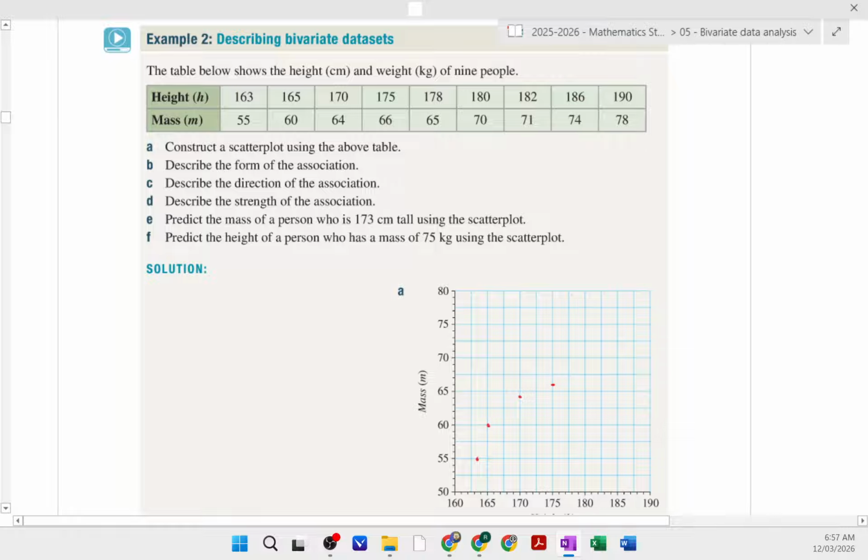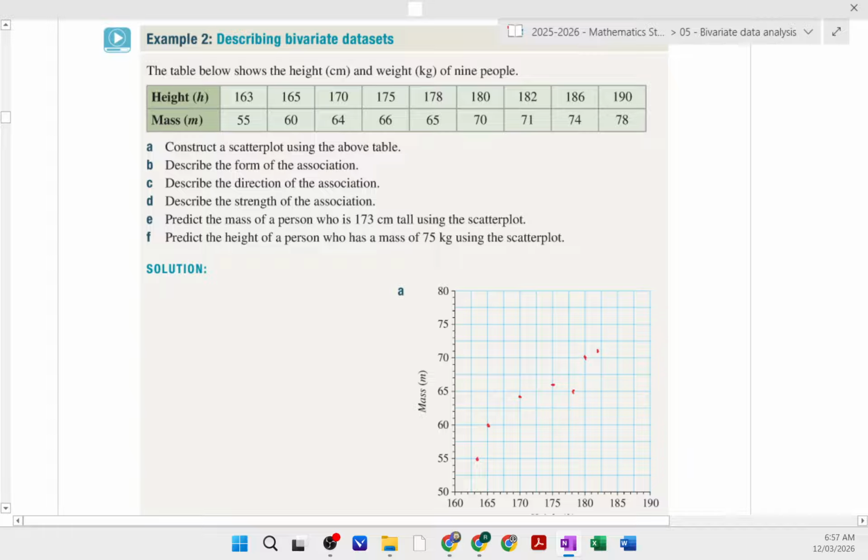What else have we got? 178, 65. It's just there and just there. 180, 70. 182. I don't like the fact that these blue lines don't line up with the hash marks. That makes life a lot easier. If you're going to do it with a grid, use the grid. So what's my next one? 182, 71. So 71's just above. 182 is just before, so it's about there.